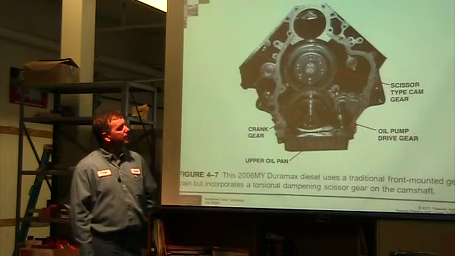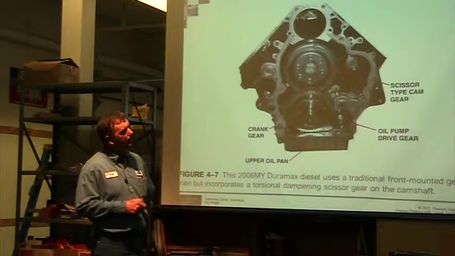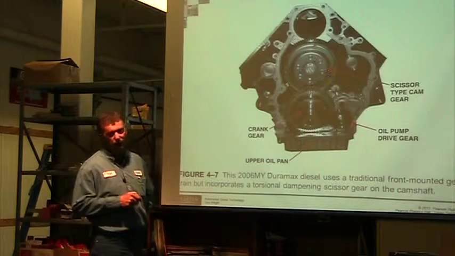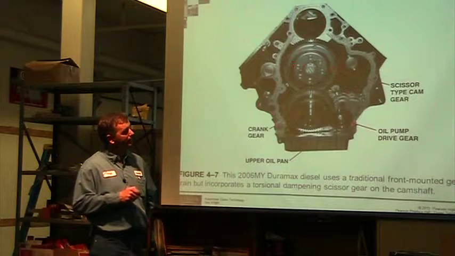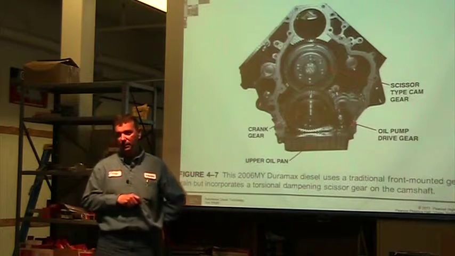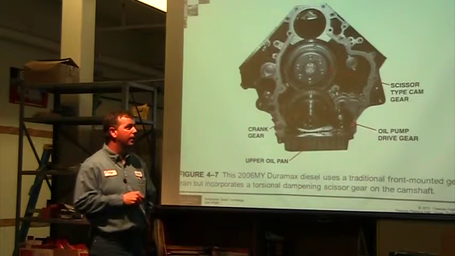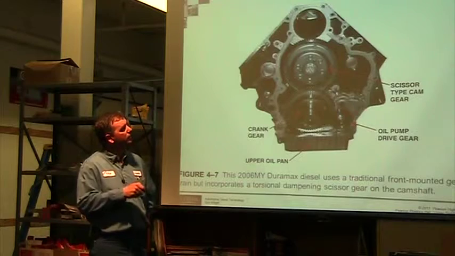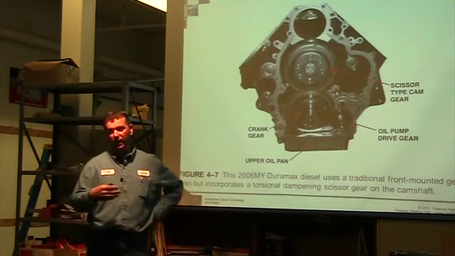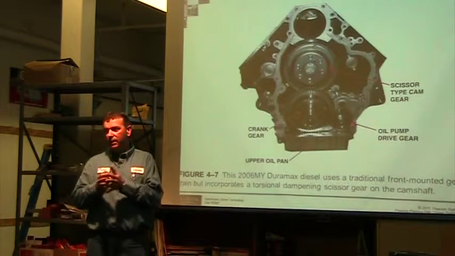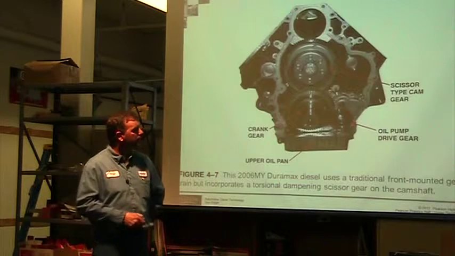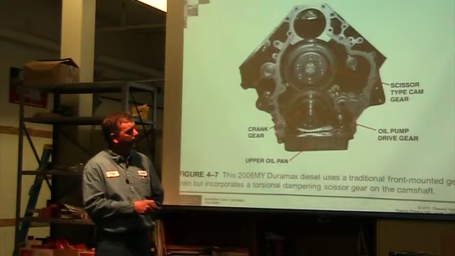This is a Duramax. They have this scissor type cam gear. They don't really give me a good description of what this is, but it's some kind of vibration dampening cam gear to help take out some of the vibrations. I don't have an answer to tell you how this actually functions. It's just that different manufacturers are trying to put items into the engine to help reduce vibration, and this is theirs. So we have an oil pump gear that's running down here near the bottom.